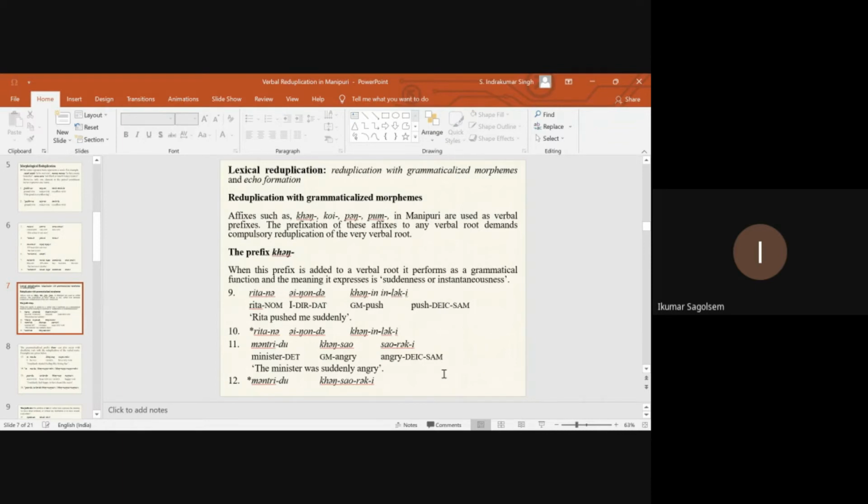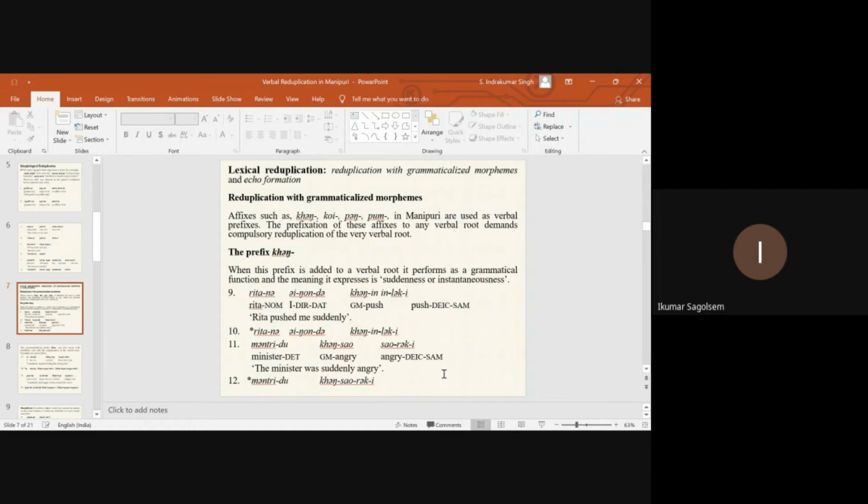The prefix kang is derived from a lexical item called kangba, to be startled. The root kang is a bound form and becomes a full-fledged form only when it gets attached with inflection and derivative suffixes. For example, kang is startled, kangde is not startled. When this root kang is used as a prefix added to a verbal root, it performs a grammatical function, and the meaning it carries is suddenness or instantaneousness.